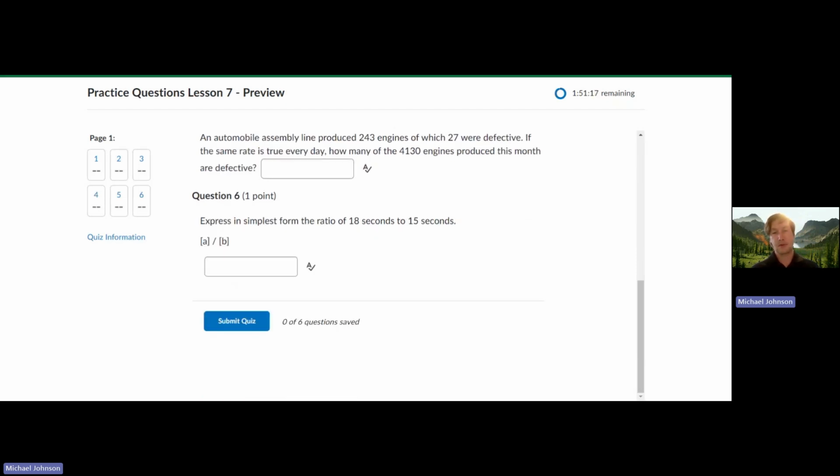And then express in simplest form the ratio of 18 seconds to 15 seconds. Do 18 divided by 15 and then simplify it. So find a number that you can divide the top and the bottom by that's the same to make it simplified. So those are how to do the questions. And so that's how you do the questions.